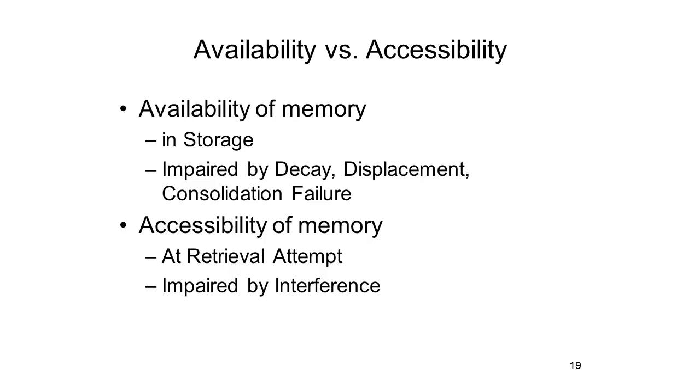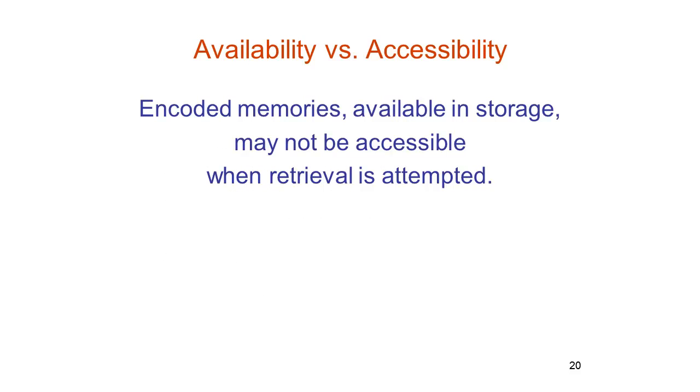The role of interference indicates that long-term memory is essentially permanent. Once encoding has been accomplished, forgetting is largely a function of retrieval factors like interference. Just to restate, because it's very important, the point of the distinction between availability and accessibility is that encoded memories available in storage may not be accessible when retrieval is attempted. So now let's move on to try to understand what goes on during the retrieval process.